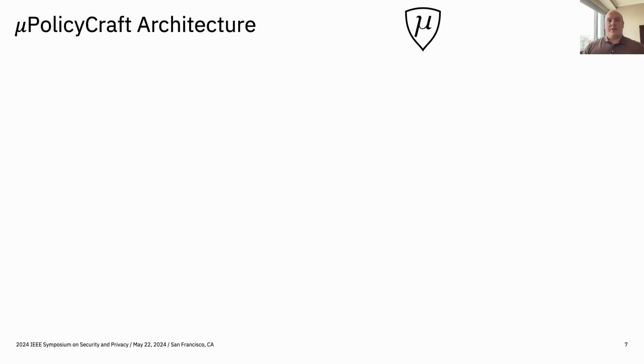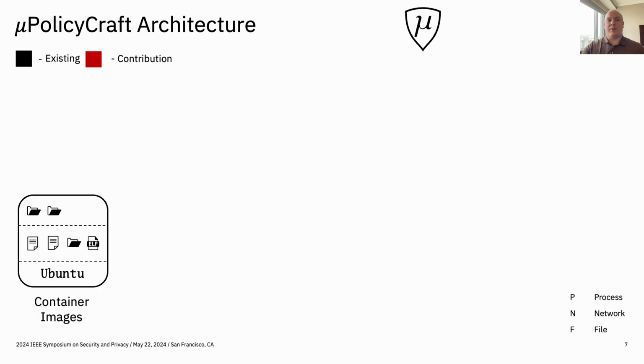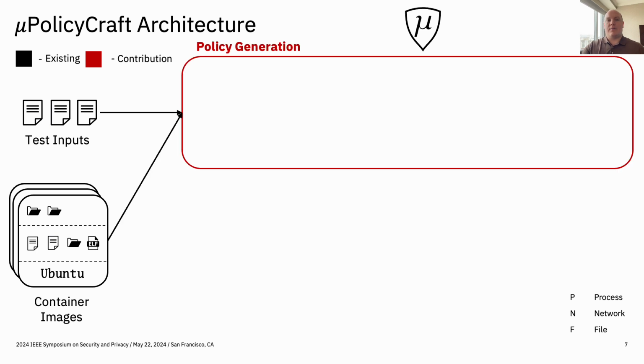In order to synthesize effect graphs for individual microservices, we propose the micropolicy-craft architecture in order to both produce effect graphs and monitor the microservices execution for policy violations at the computing edge. Now, micropolicy-craft takes as input the layered file systems that make up the container images for a whole microservice architecture, as well as test inputs for the microservices. Test inputs often represent network inputs to the running microservice.